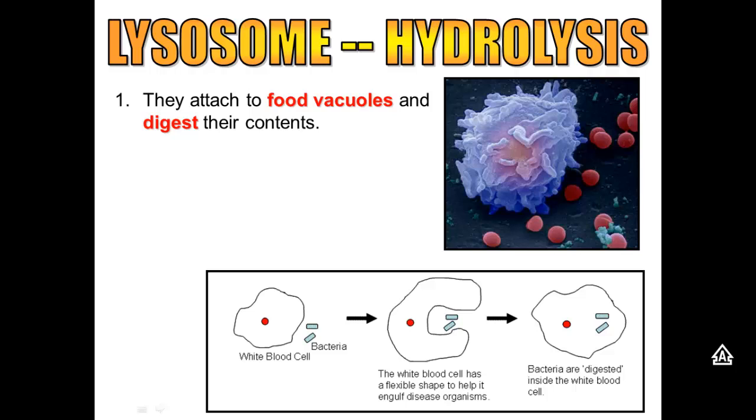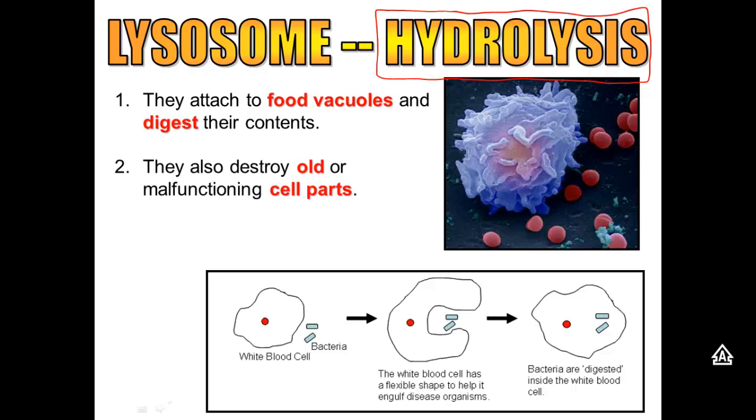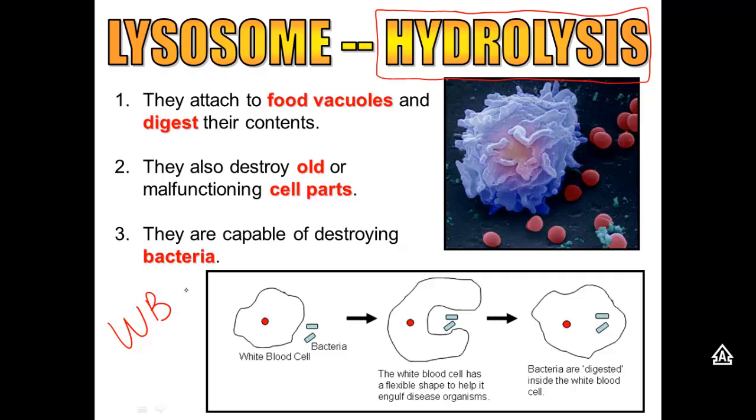Lysosomes digest the contents of food vacuoles and vesicles, and they do that with a process that's called hydrolysis. They also destroy old cell parts, and one of the places you'll see a lot of lysosomes working is in white blood cells. White blood cells take bacteria into their bodies by endocytosis, and the lysosomes inside the white blood cell will then digest that bacteria.